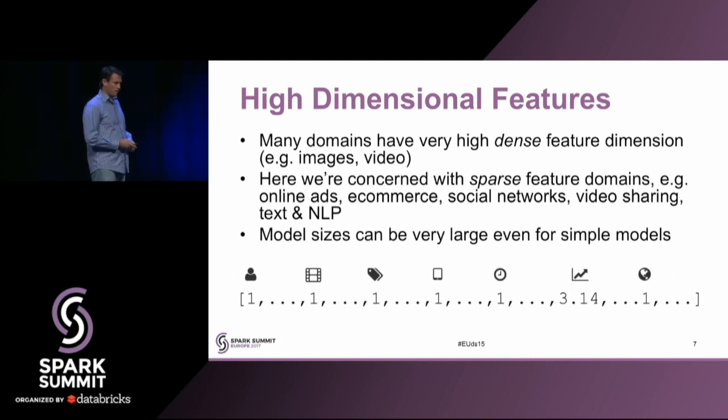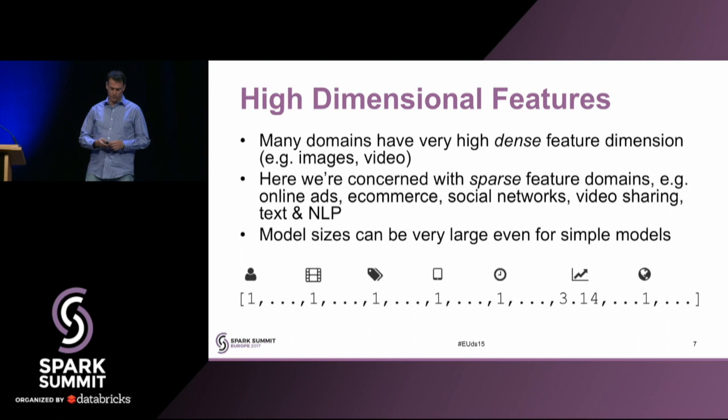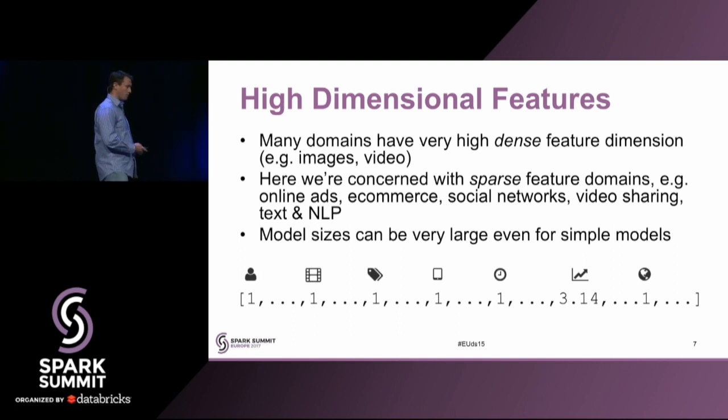Now today we're going to be talking about sparse data. So many domains have very high feature dimension, but the data is dense. So think about images, video, your kind of popular deep learning type of use cases. Those are very high dimensional input data, but they are dense data. We're concerned here with sparse data.